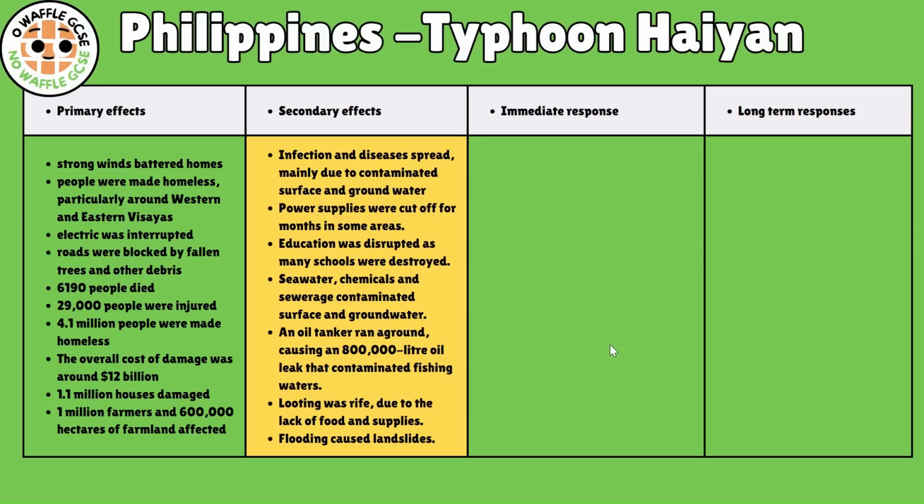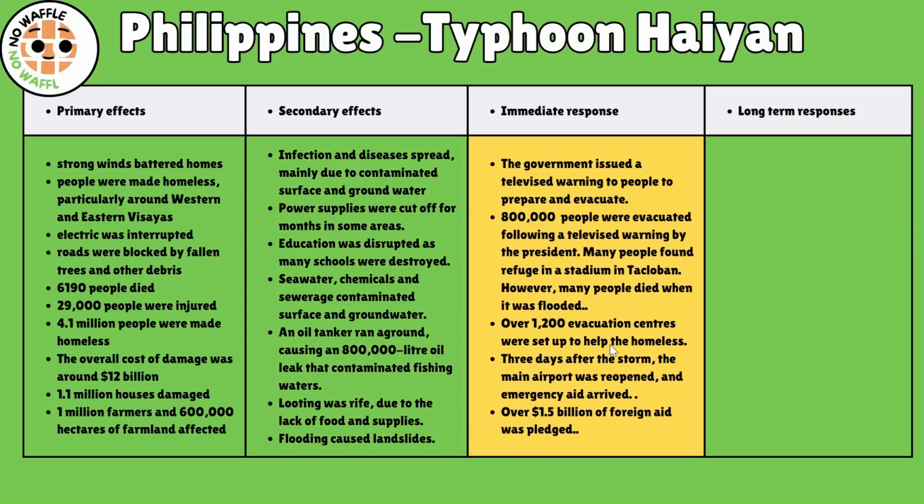So let's look at the immediate responses now. The government issued a televised warning to help people evacuate. 800,000 people actually saw that warning and were able to evacuate, and many people found refuge in a stadium in Tacloban. However, that stadium was actually flooded. So it was the worst possible outcome, where they were told to go to this area of refuge, and then that area of refuge had terrible events happen to it.